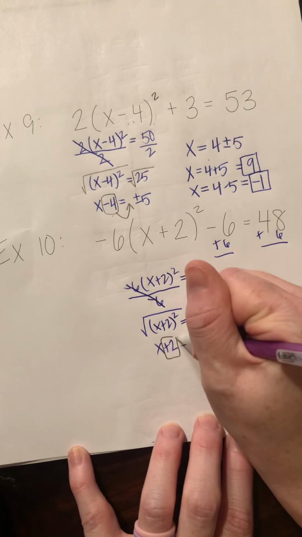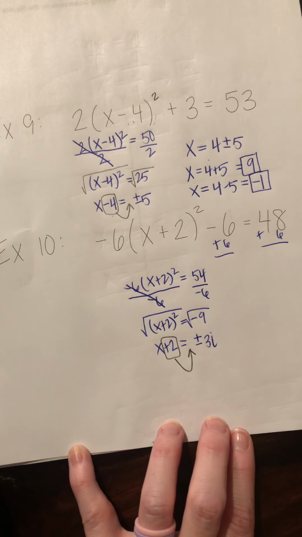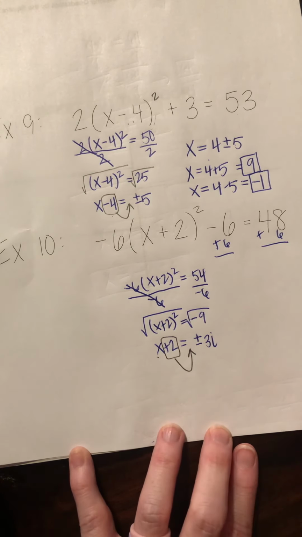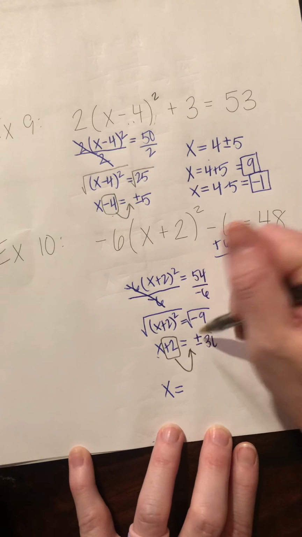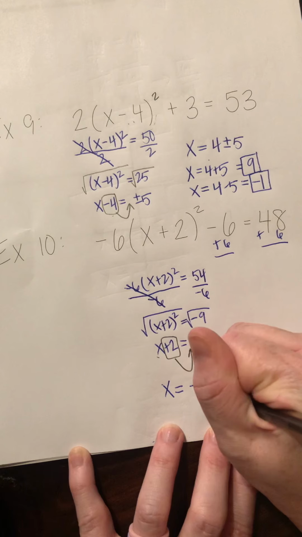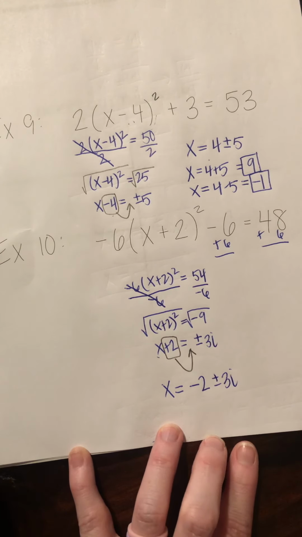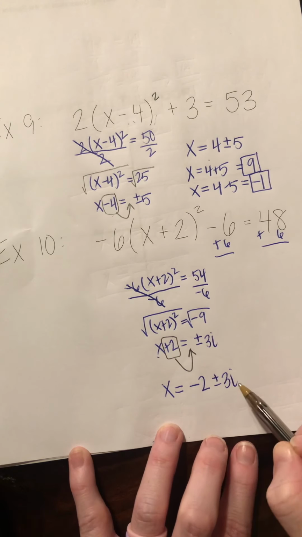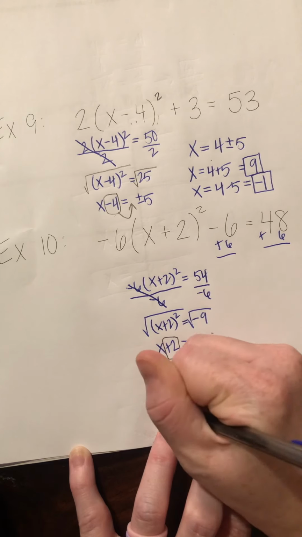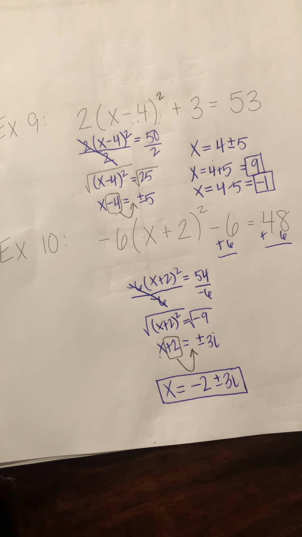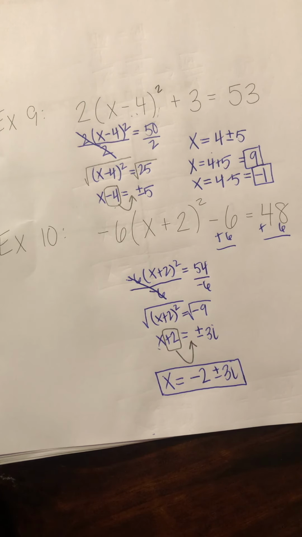And then I'm going to take this positive 2 and I'm going to move it over to the other side so that I get x all by itself. So when I move this positive 2 over, I'm going to get negative 2 plus or minus 3i. There's nothing I can do with these because this one has an i and this one does not. Okay, so it's in standard form. I know that's my final answer and I'm good to go.